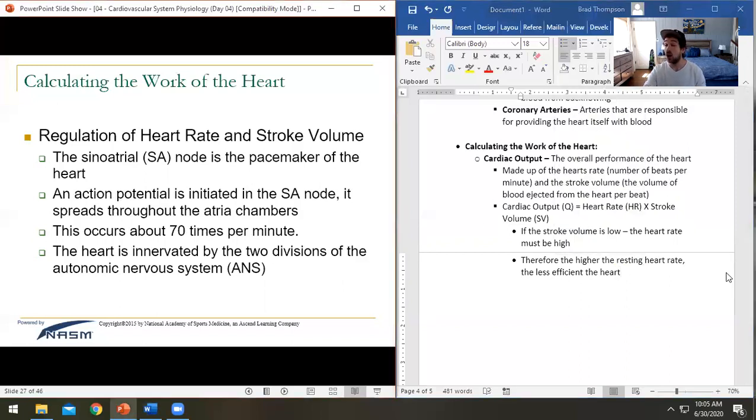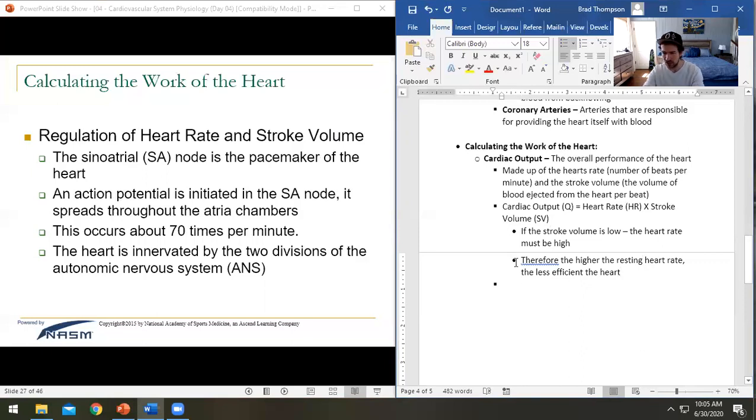So all of this is regulated, right? All of this is regulated by that SA node. The sinoatrial node, like I said, pacemaker of the heart, it's determining this. And generally, your SA node is going to beat about 70 times per minute. It's actually an average of 70 to 80 beats per minute for men and women. So we'll put that down here, right?